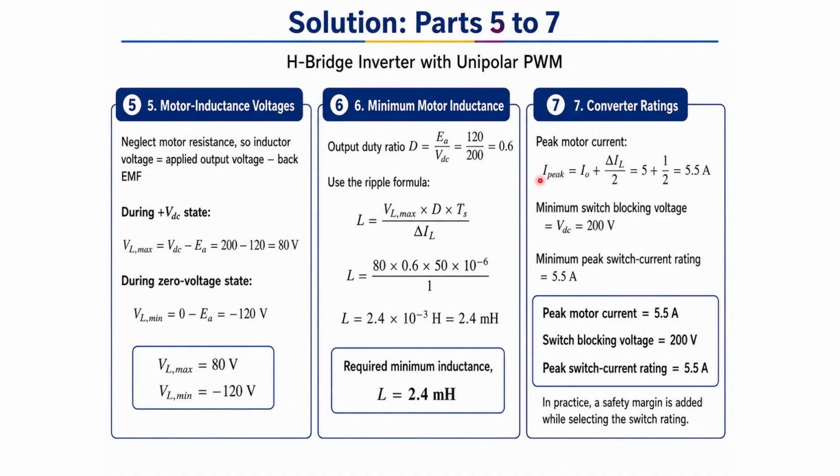Now you can calculate the peak current. Peak current is I naught, average current, plus delta IL by 2. That will give you the peak current. So 5 plus 1 by 2, that is 5.5 ampere. And minimum switch blocking voltage is 200 volt. Your switch voltage rating should be 200 volt because your supply VDC is 200 volt. Minimum peak switch current rating is 5.5 ampere. That is the peak value of your current. Switch blocking voltage is 200 and peak current is 5.5 ampere.